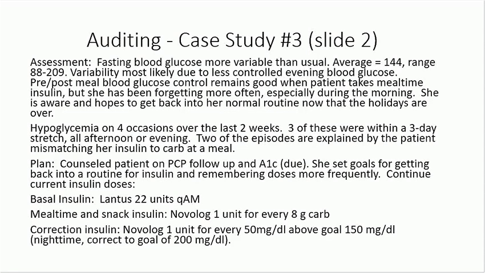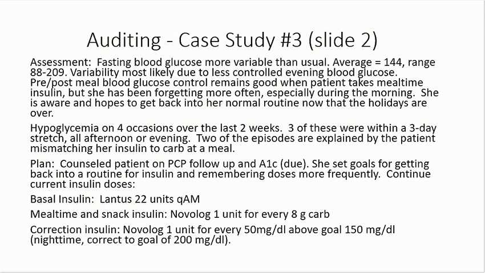This slide shows us the provider's assessment and plan for case 3. The patient has a fasting blood glucose more variable than usual. The average is 144 and the range is 88 through 209. The variability is most likely due to a less controlled evening blood glucose. The pre and post meal blood glucose remain under good control when the patient takes her insulin, but she has been forgetting more often, especially in the morning. She is aware and hopes to get back to her normal routine now that the holidays are over.